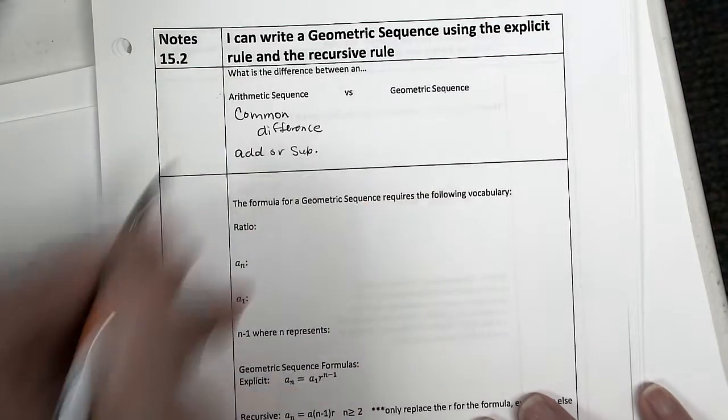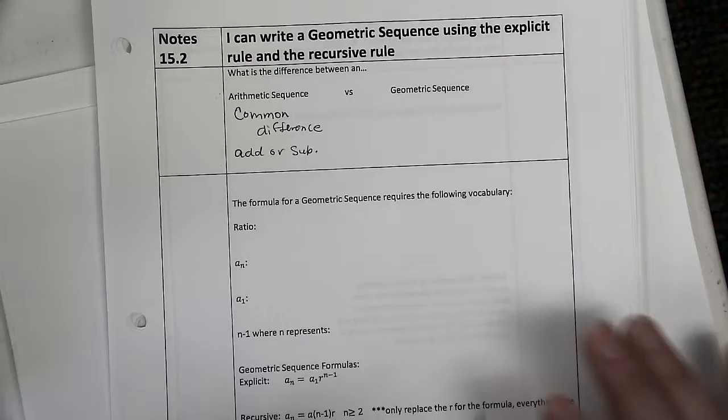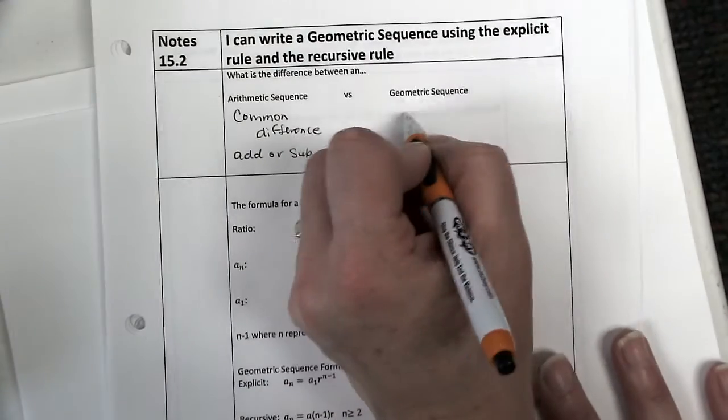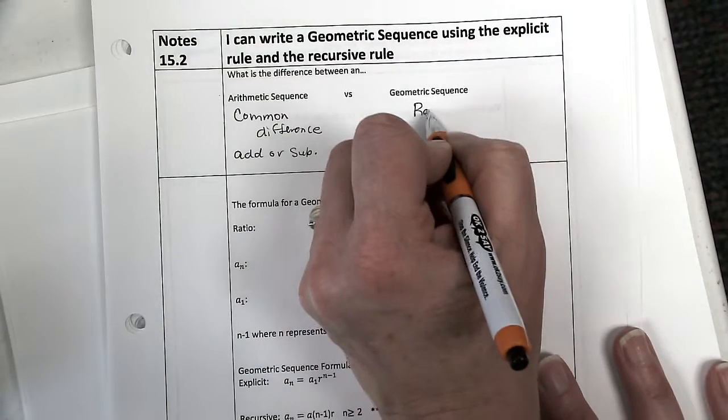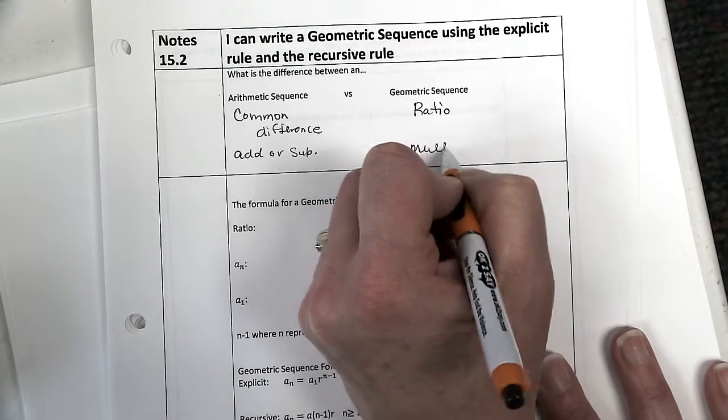So yesterday, we started talking about a geometric sequence. And all you had to find was the ratio. Which the ratio is a common what? Common difference means adding and subtracting. So does anybody know what a common ratio is? It is multiplying, yeah. So for a geometric sequence, we're finding the ratio. So write this down, the ratio, which is multiplying or dividing.